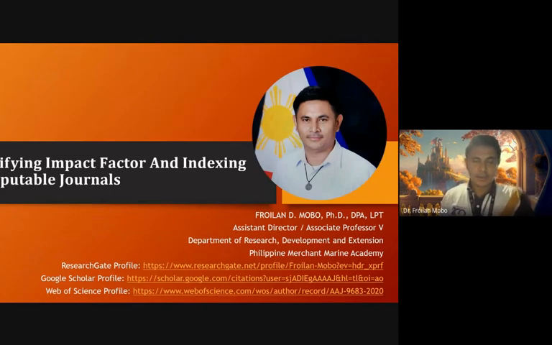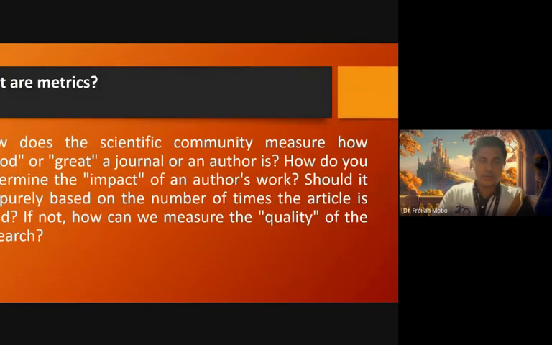So, my task for tonight is about the impact factor, indexing of reputable journals, or looking for a particular journal. It is very important for us nowadays that we check, number one, the attributes of a particular journal. The most important part of it is the metrics, especially for us as researchers. We usually have to check the status of a particular journal. So how does the scientific community measure how good or great a journal or an author is?